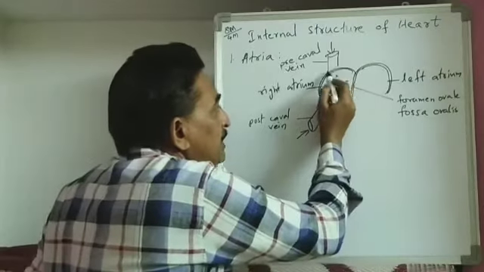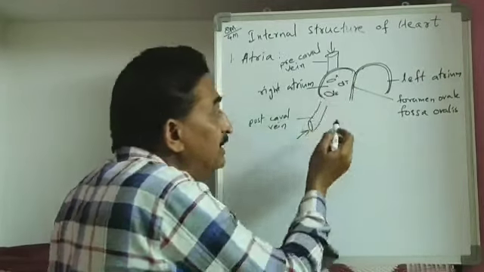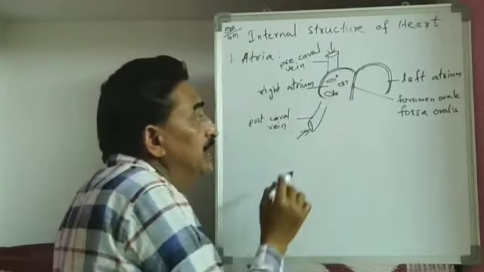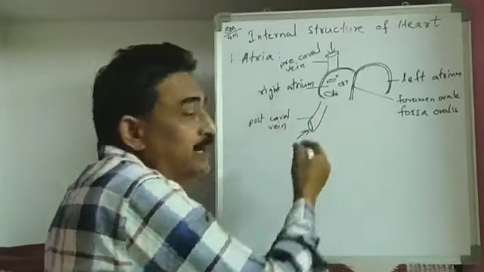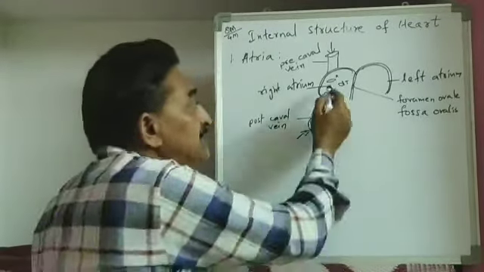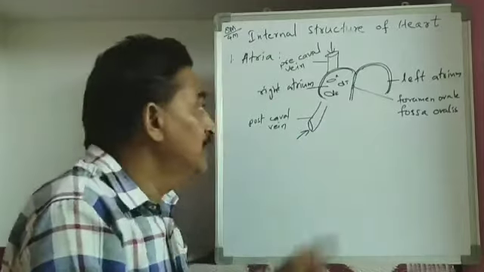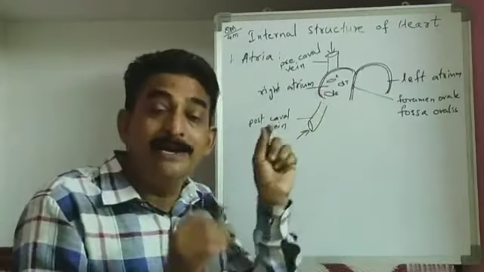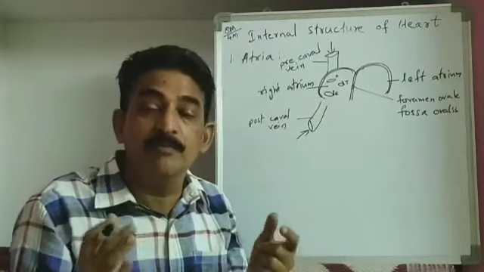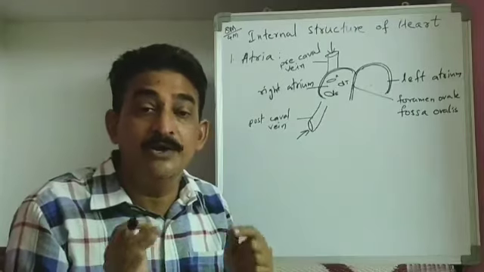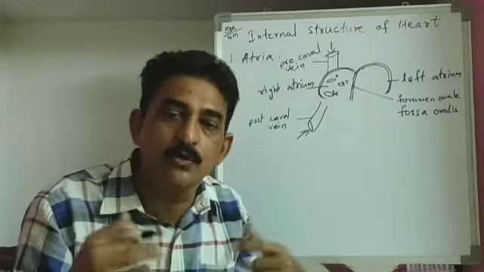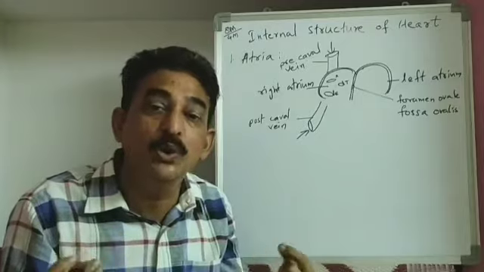So, which type of blood comes into the right atrium? From all body parts except lungs. So it is deoxygenated blood. Right atrium receives deoxygenated blood from the body parts except lungs. Deoxygenated means without oxygen, that is impure blood.